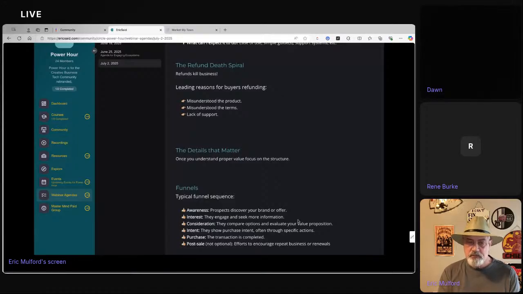Consideration. They compare options and evaluate your value proposition. They look to see. Instead of looking at the bells and whistles, you get a list of all the things that your product offers. Just focus on what benefit does it provide. And so they can compare those benefits and evaluate your value proposition. Now at the consideration stage, you're starting to understand that value is provided here.